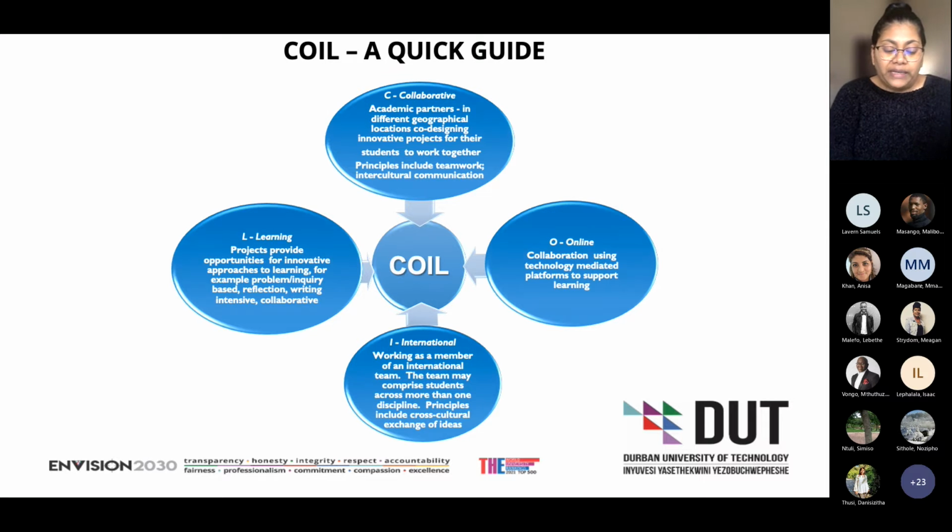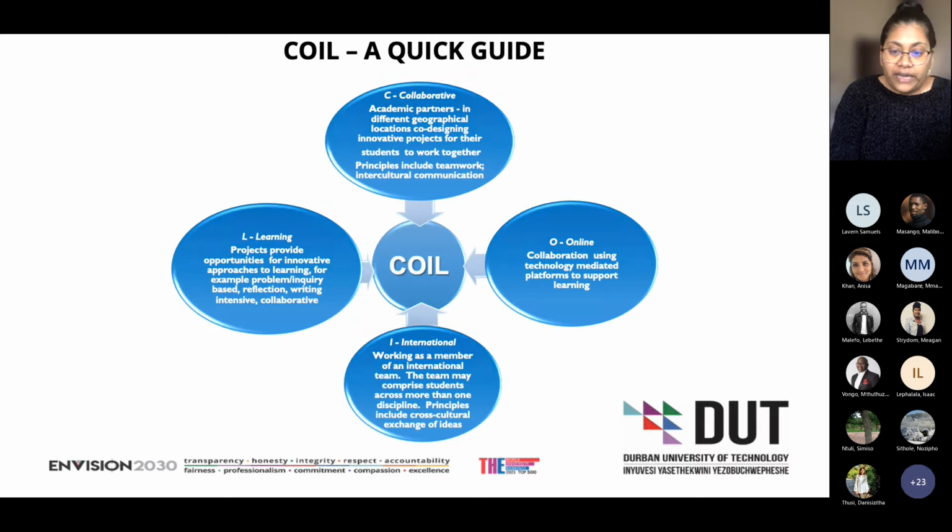The platforms I've already mentioned would facilitate your synchronous activities. Asynchronous activities can be facilitated by platforms such as WhatsApp. Other platforms that facilitate asynchronous activities include tools such as Padlet or Trello or Slack.